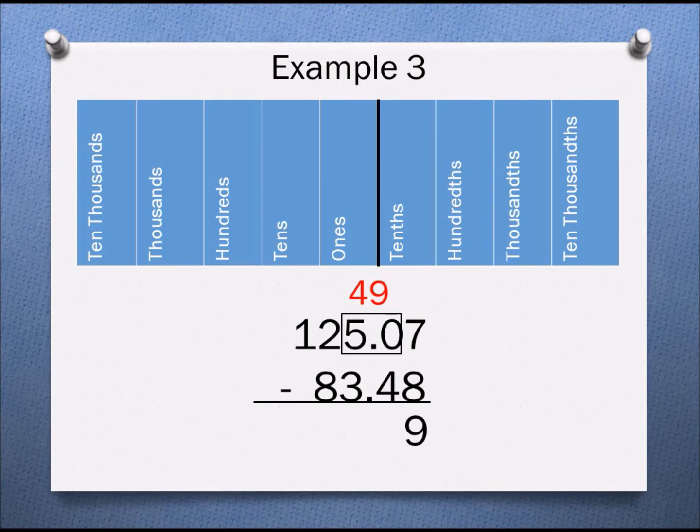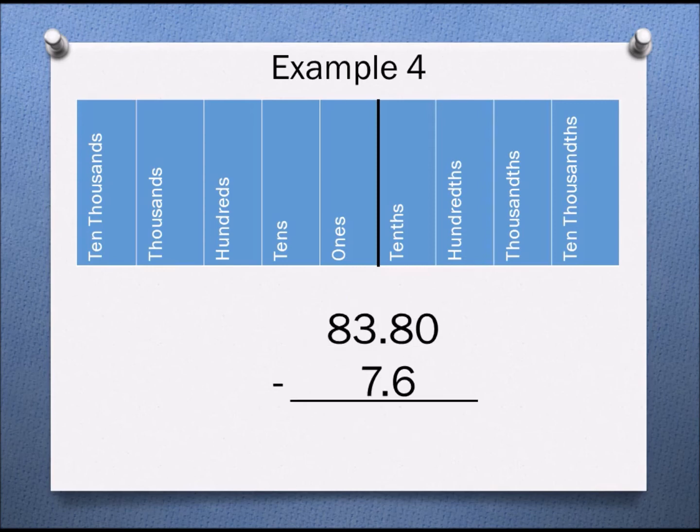So this way we can continue on with the tenths column and do 9 minus the 4, giving us 5, bringing down the decimal place. And we have now 4 minus 3 is 1. 2 minus 8 we cannot do, so we're going to have to borrow, giving us 12 minus the 8 is 4. Example 3 is done.